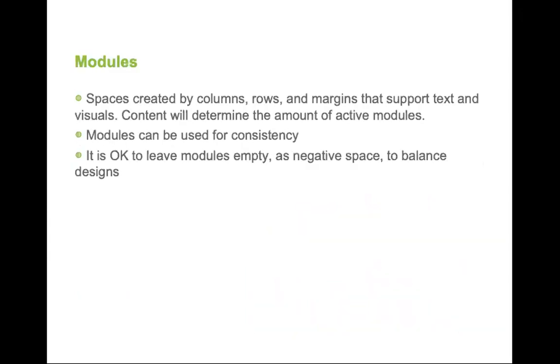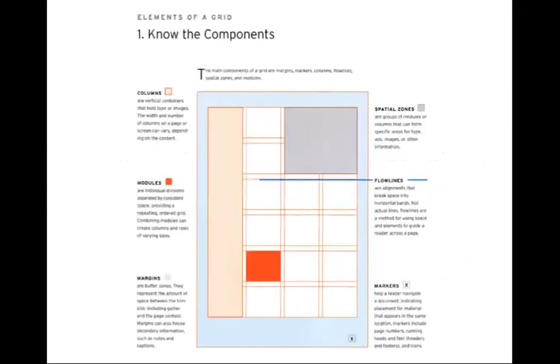You have modules, and they're spaces created by columns, rows, and margins that support text and visuals. Content will determine the amount of active modules. They can be used for consistency as well. And it's okay to leave modules empty as negative space to balance design. So you can see here, I think I showed this example before, but just another little review.